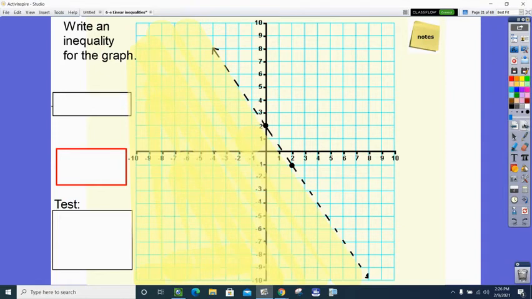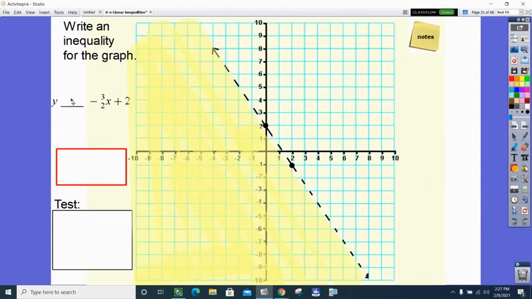So let's go backwards. This time I'm going to give you the inequality with the shading, and I'm going to ask you to write the inequality. The first thing I do is find the y-intercept and the slope. The y-intercept is 2, and my slope is down 1, down 2, down 3, so -3 over 2. So I'm going to start with this idea.